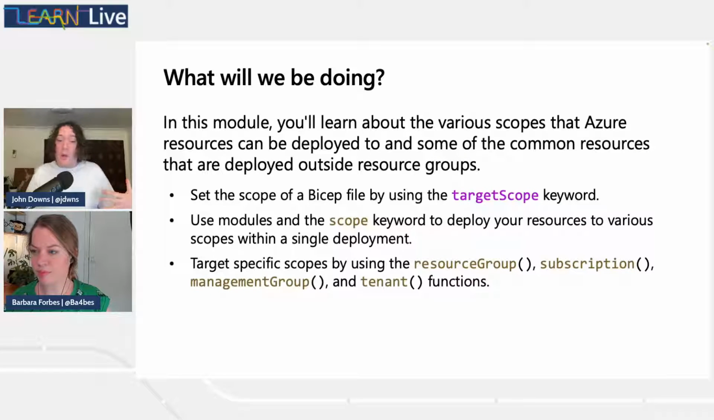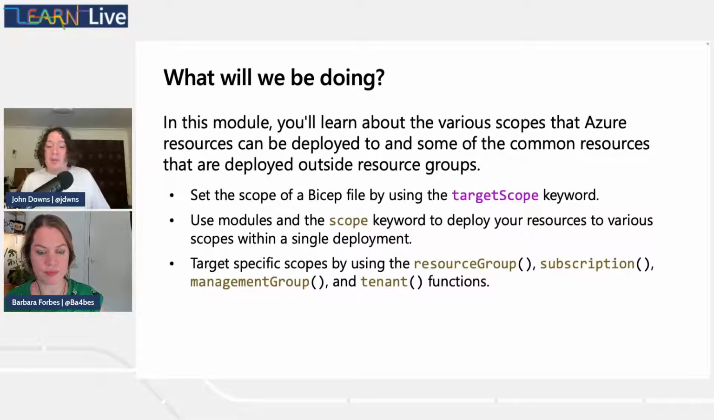So in this module, we're going to learn about all these different scopes that Azure resources can be deployed to, and also some of the common resources that you'll use when you're doing that. So you'll create a Bicep file to deploy to a subscription, to a resource group, to a management group. And in the process, we'll learn about some of these features of Bicep that you might not previously have encountered. Firstly, we'll talk about setting the scope of a Bicep file by using the targetScope keyword. We'll also use modules, which you hopefully previously had some exposure to, and also the scope keyword to deploy your resources to specific scopes, even within multiple scopes within a single deployment.